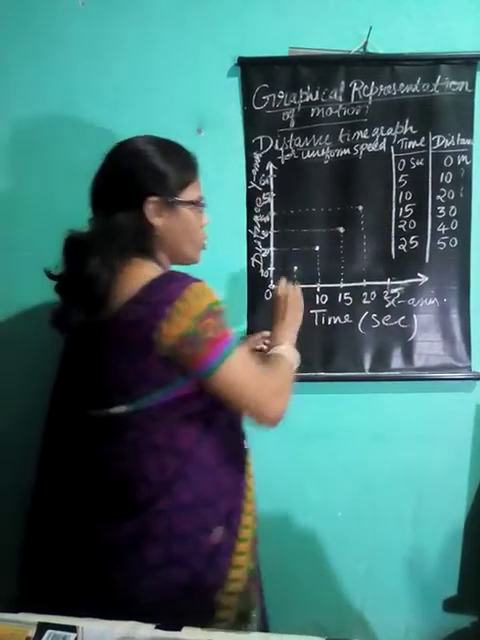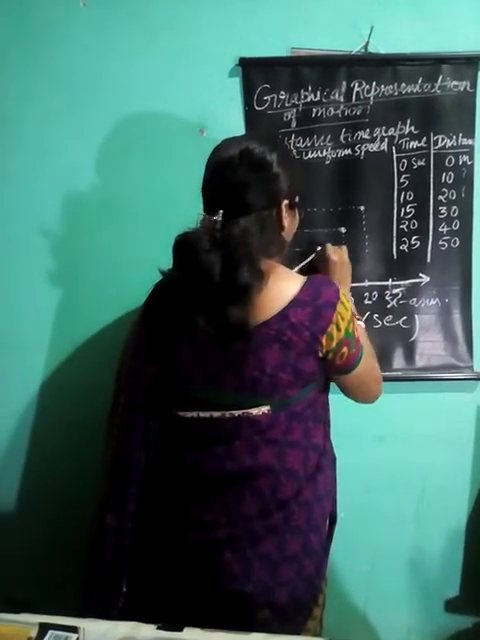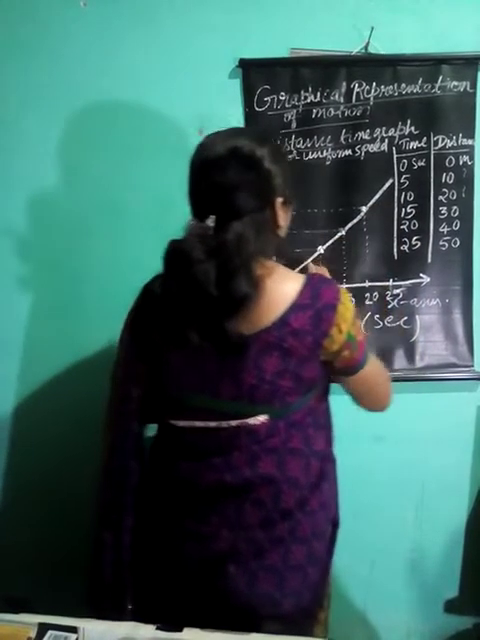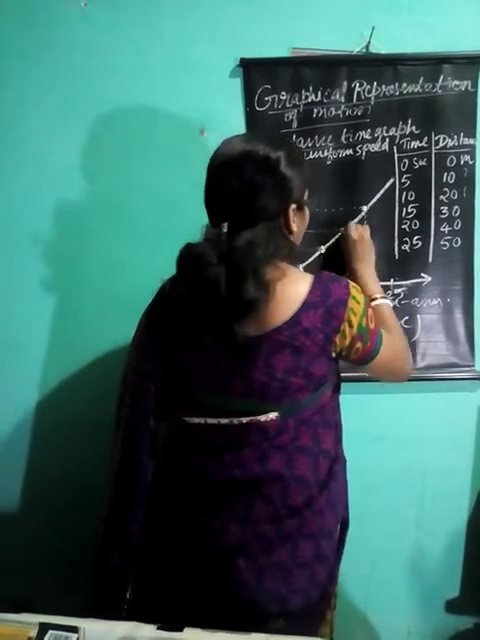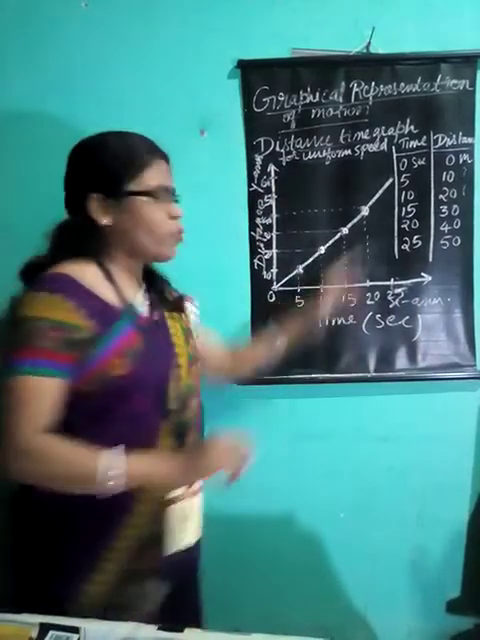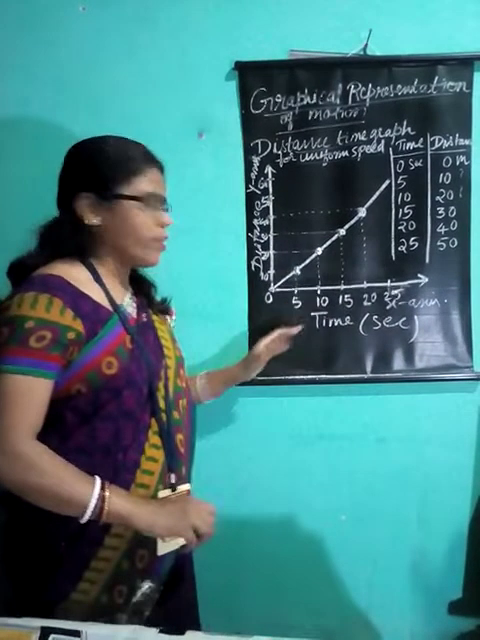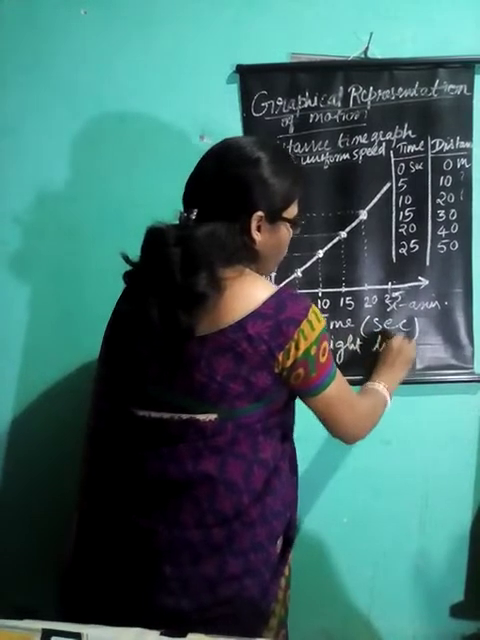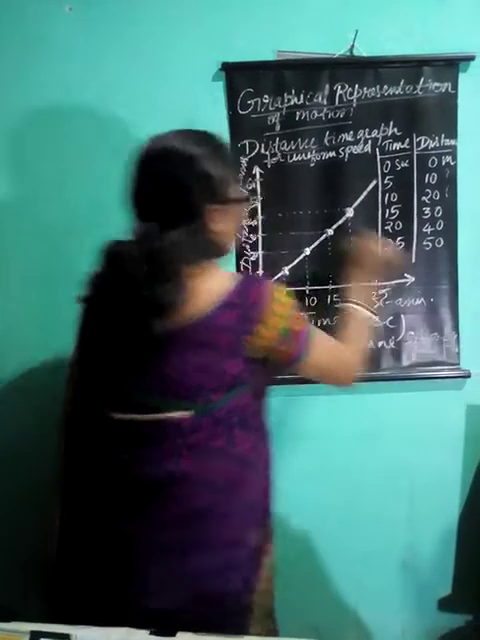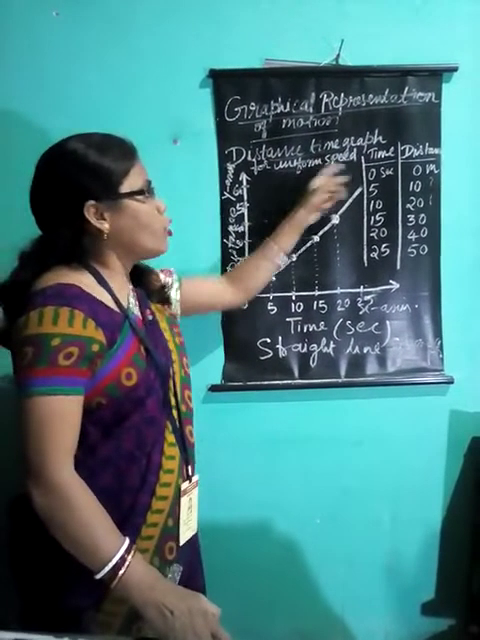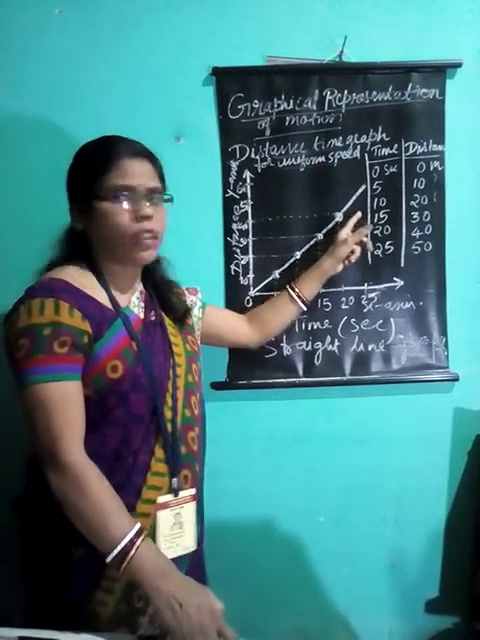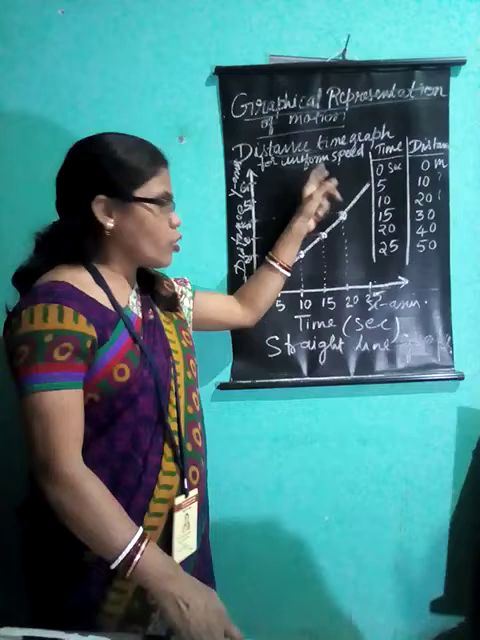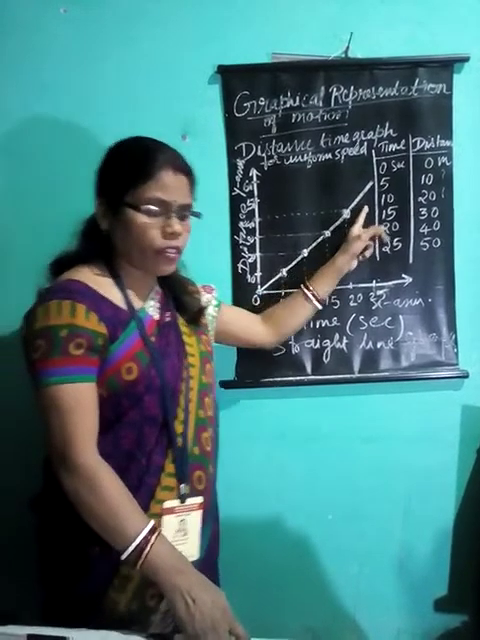So what do you need to do? You just need to join all these points. Join them with a scale. So this is your first point, second point, third point, fourth point. What type of graph did you get? You got a straight line graph. So you can see here, the distance-time graph for uniform speed is always a straight line graph. For uniform speed, you will always have a straight line graph.